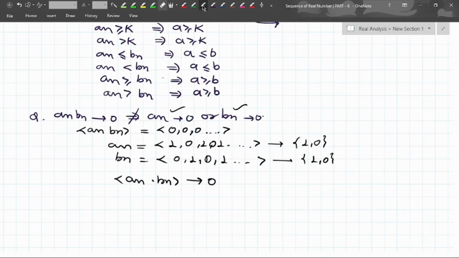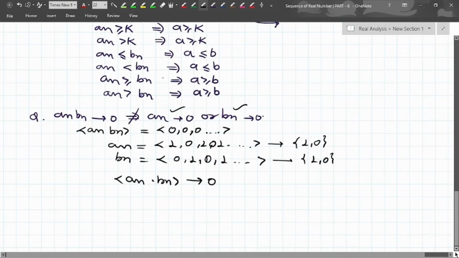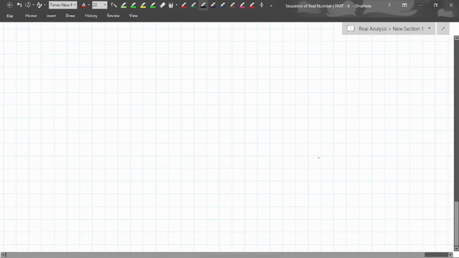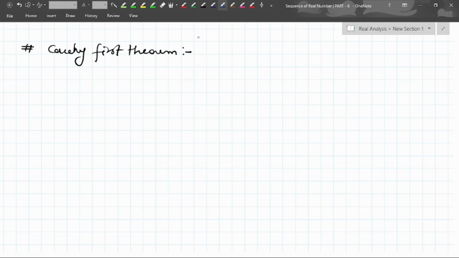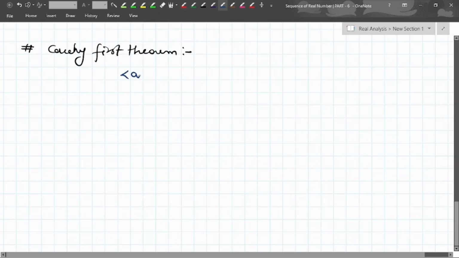Okay, next we are going to discuss Cauchy's first theorem, which is very helpful in the limiting case, and whenever you are going to find a limit, it will help you a lot. Then after that we'll discuss Cauchy's second theorem. The statement is: first, if you have a sequence aₙ which is converging to a, then the limit, so basically we are finding the limit of (a₁ plus a₂ up to aₙ) divided by n, will go to a.